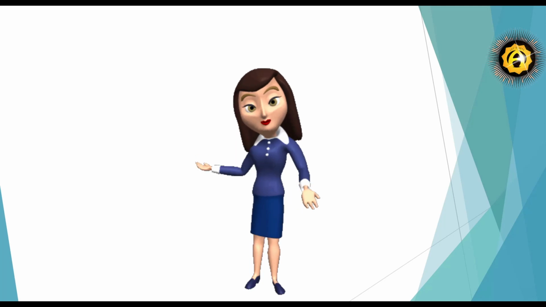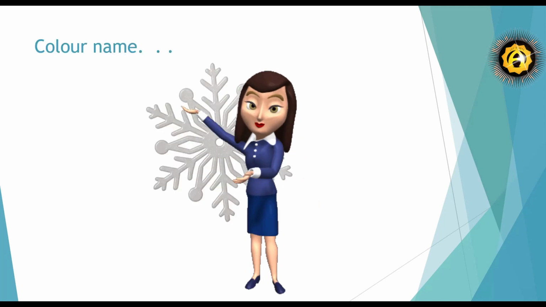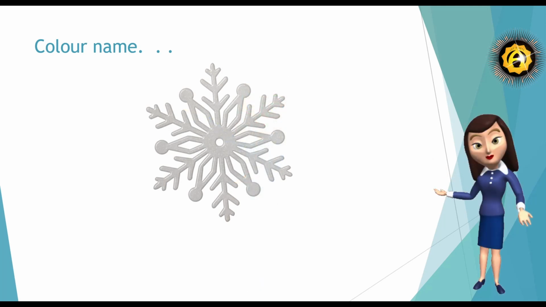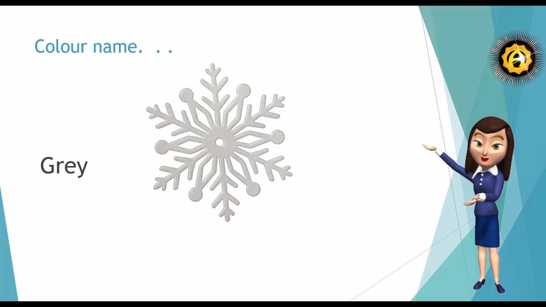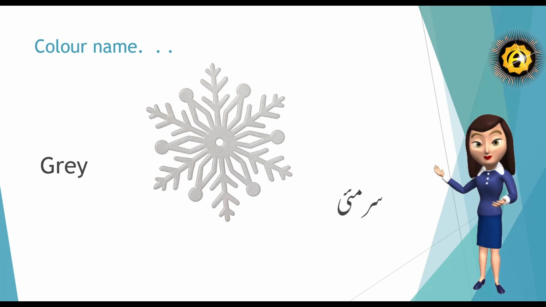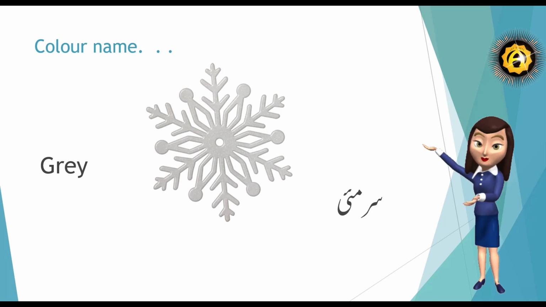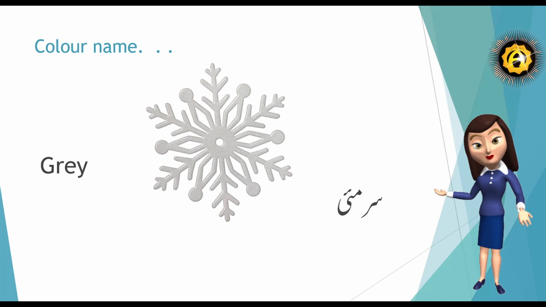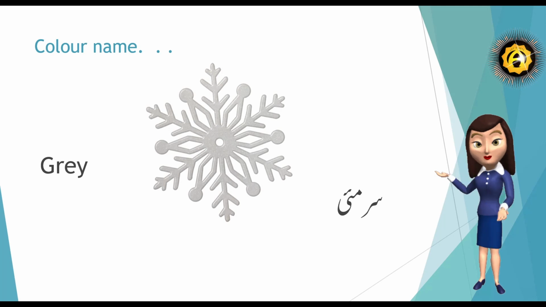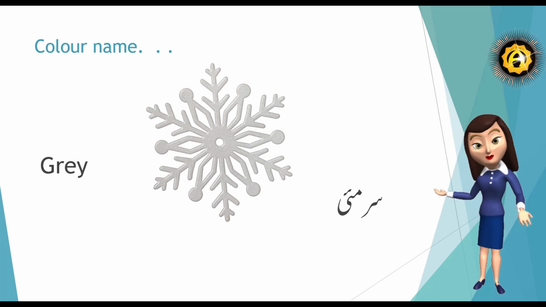Alright, now let's move towards our today's lesson. Let's learn the color name, this color. This is gray. In English, the color is gray. And in Urdu, it is surmai. Surmai. Gray, surmai. Repeat and revise, all right?